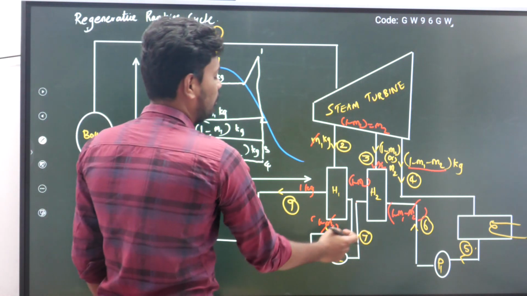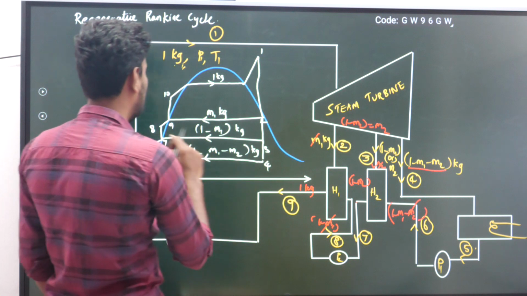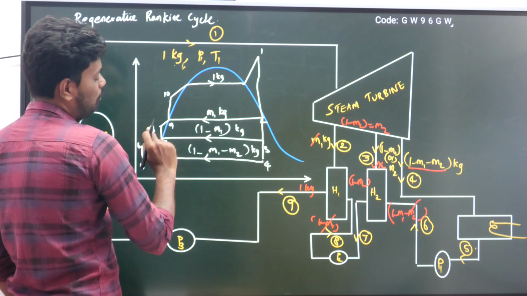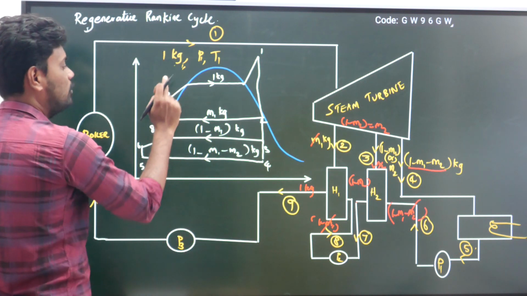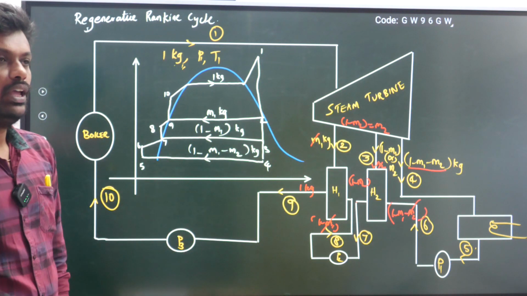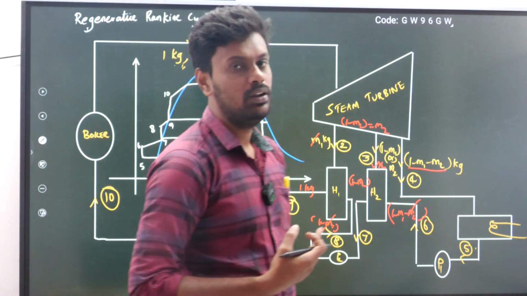Then again 7 to 8 there is a pump, so isentropic. Then 8 to 9 again I am heating, so heat is being added and the temperature is increasing. Then 9 to 10 again pump, so this is an isentropic process. Okay, so this is how you have to understand the efficiency improvement methods for the Rankine cycle.